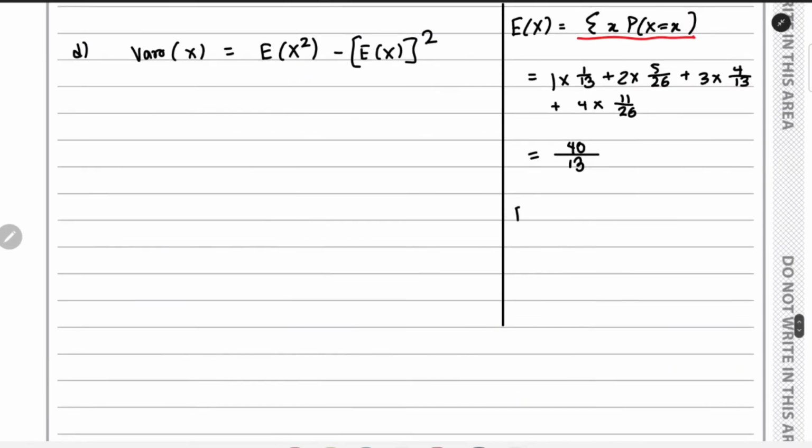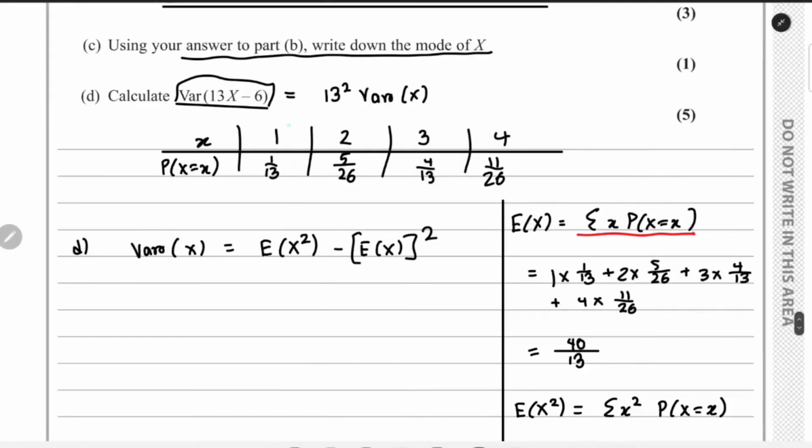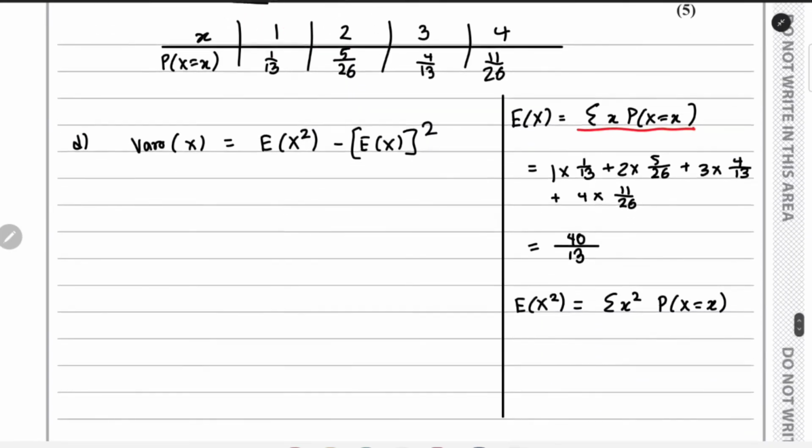Now for E of x squared, this is basically the same thing, but instead of x we'll have the summation of x squared times the probability of x being x. So the square of this times this, plus the square of 2 times 5 by 26, just like the last time, but instead of 1 we'll have 1 squared, instead of 2, 2 squared, squares over all of them.